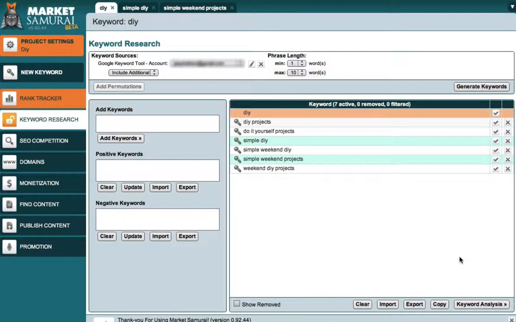Now the first thing that I like to do here with Market Samurai is to go ahead and put in some of the keywords that I want to use in my domain. For example, I got here DIY projects, do-it-yourself projects, simple DIY, simple weekend DIY, and so forth. I do that by starting with the main broad one, DIY, because that's the niche I'm getting into. Obviously, that domain is not available, but I'm getting into that so I can keep everything organized. And then I just add the rest here. I just type it in there, like so, and then just add the keywords. And you see I only have a few.